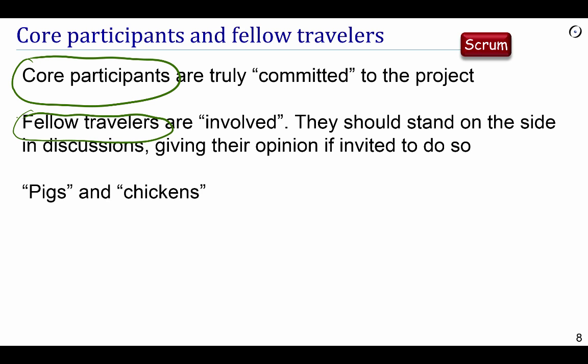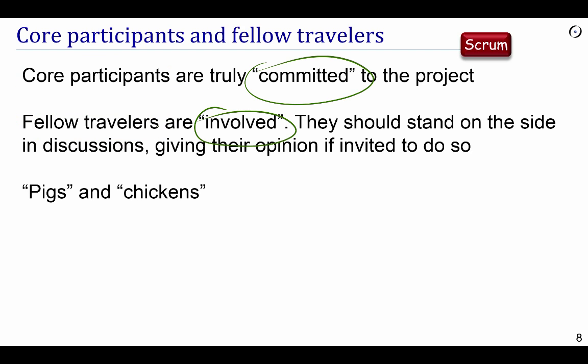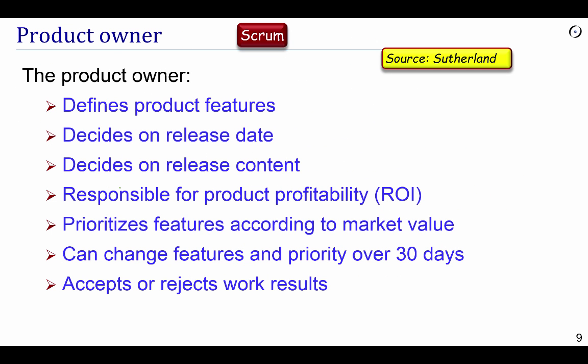The core participants are those who are permitted to participate actively in the meeting, and the fellow travelers are there to listen, and they will participate actively but only if asked. This is also known as committed people and involved people, and sometimes in the Scrum literature based on an old 1950s joke, which I will not repeat here: pigs for those who are committed and chickens for those who are only involved. The next Scrum role is the product owner.